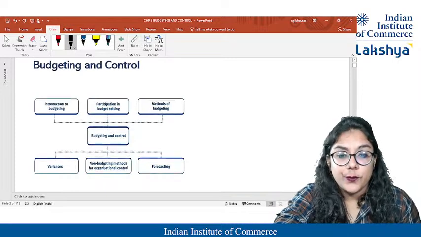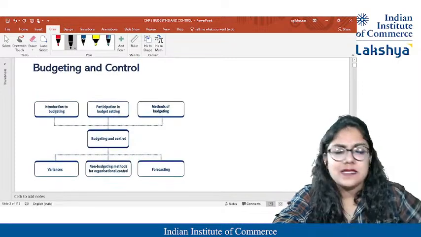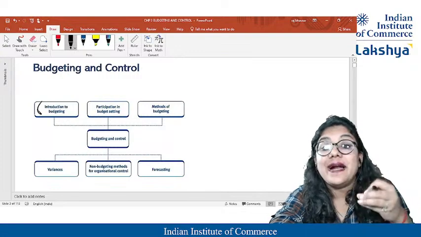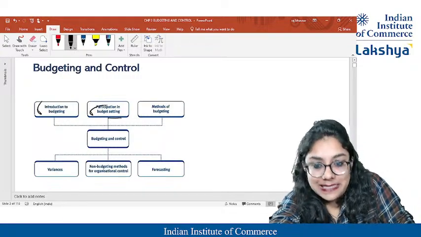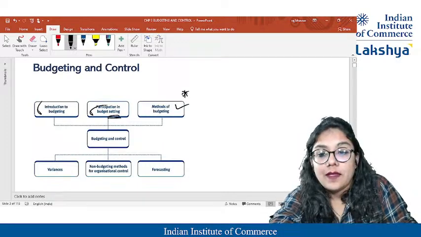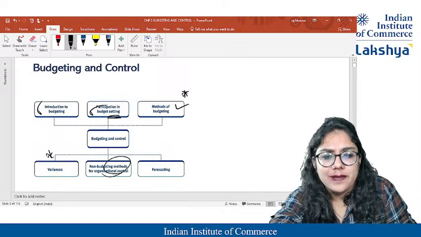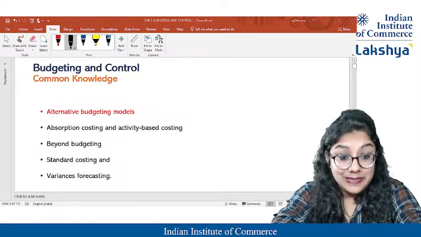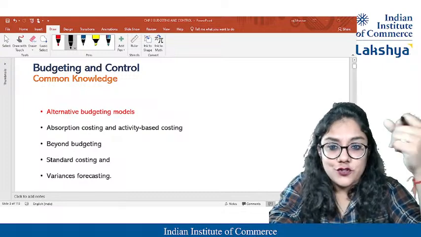So what are the things we are going to understand in that is, first of all, some common points of what is introduction to budgeting, then participation in budget setting, methods of budgeting, which is important, then some variances and some non-budgeting methods and some forecast. So yeah, students, without any further delay, let's just start with some common knowledge.